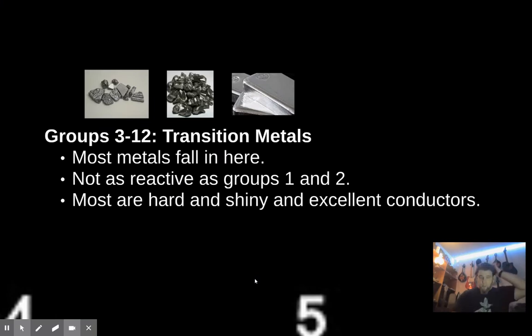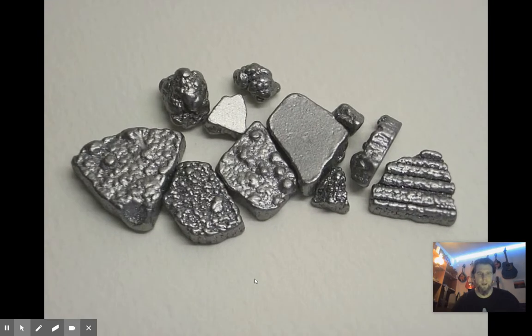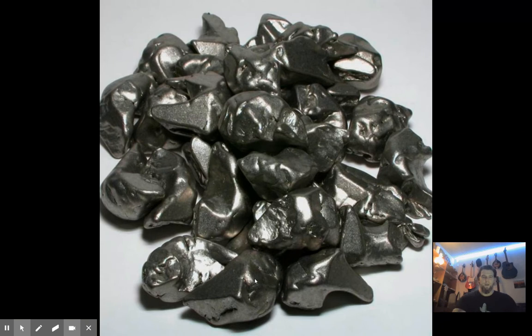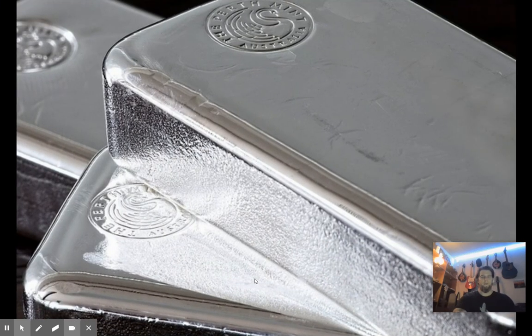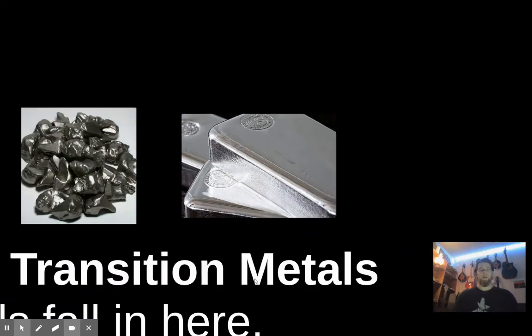So most of the metals on the periodic table fall into that middle group. They're not very reactive like the ones in groups 1 and 2. Some are, some aren't. Most are hard and shiny and excellent conductors. This is where we find silver. This is where we find chromium. This is where we find copper. And this is where we find gold. So we look through some of them there. And you could have different things like hematite found in there. You can have molybdenum found in there. You can have pretty silver bars, just like there are gold bars.